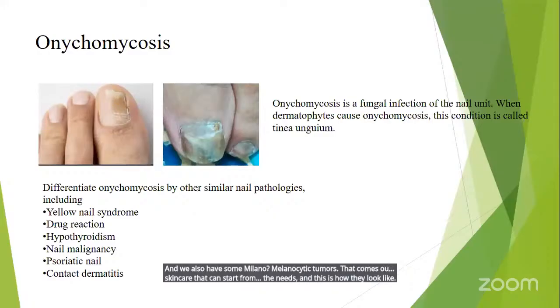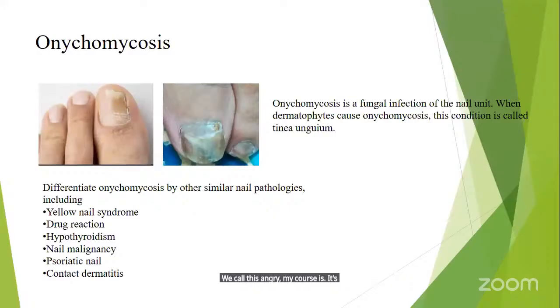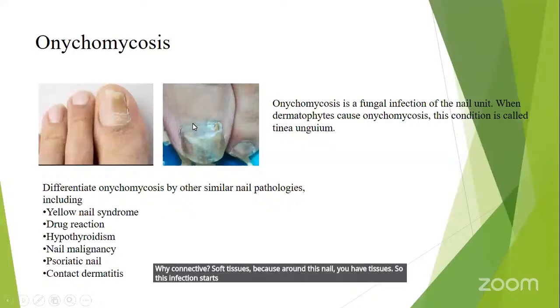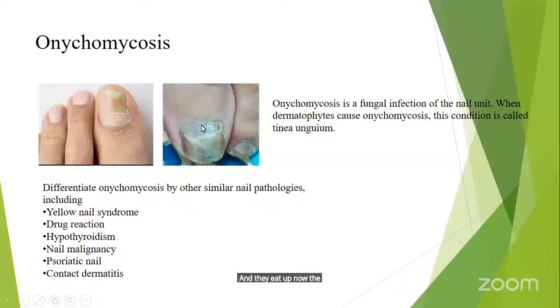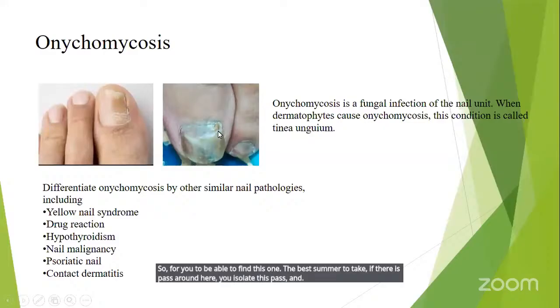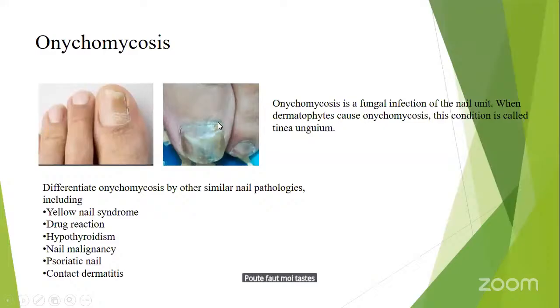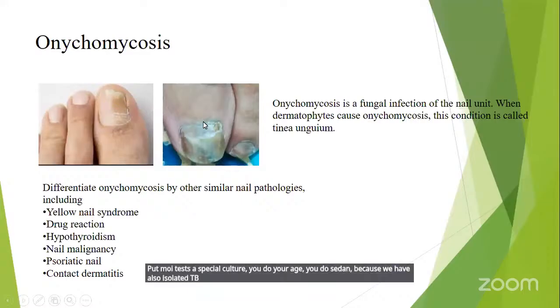We call this onychomycosis. It's a fungal infection of the nail unit. It involves the soft tissues, because around this nail we have tissues. This infection starts from the nail beds around here, and they eat up the nail as it grows, slowly and slowly. So for you to be able to find this, the best sample to take, if there is pus around here, you isolate this pus and put it up for more tests, especially culture. You do KOH, you do Sabouraud's, because we have also isolated TB that eats up the nail beds.